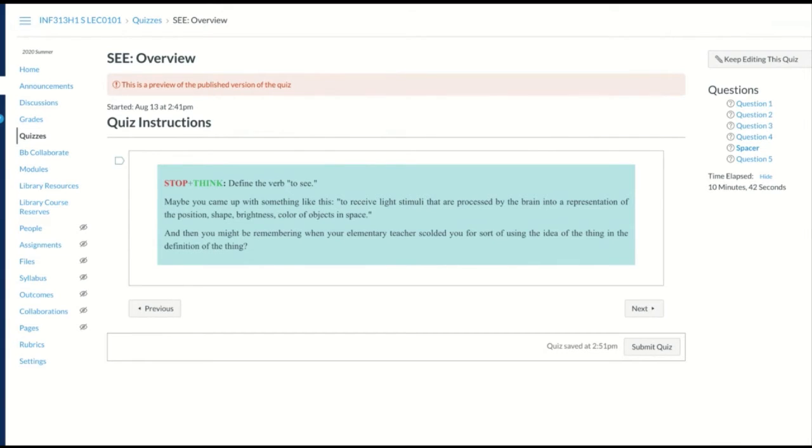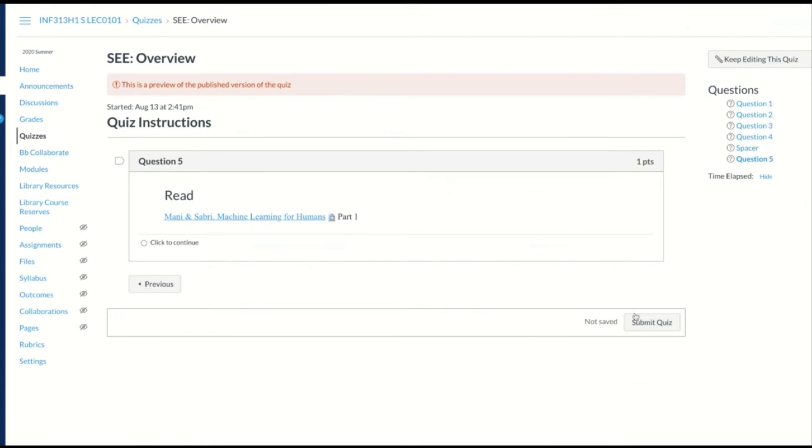But of course, the problem with this is there's a sense in which we're talking about seeing using seeing. So we might want to see if we can't define it. We might want to see if we can't define seeing in a manner that doesn't depend on using the idea of seeing in the definition.